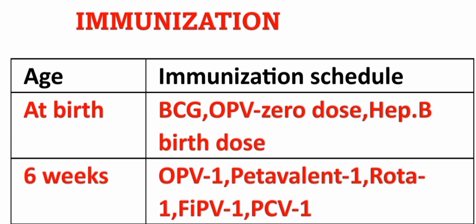Pentavalent means it includes 5 vaccines: diphtheria, pertussis, tetanus, hepatitis B and Hib vaccine. Rotavirus vaccine first dose, FIPV. FIPV means fractional inactivated polio vaccine first dose, and PCV. PCV means pneumococcal conjugate vaccine. This is all at the 6th week.